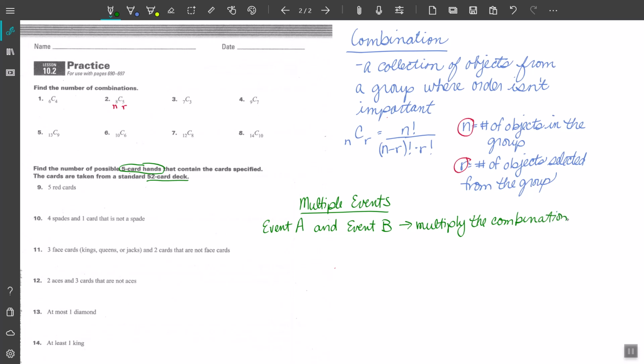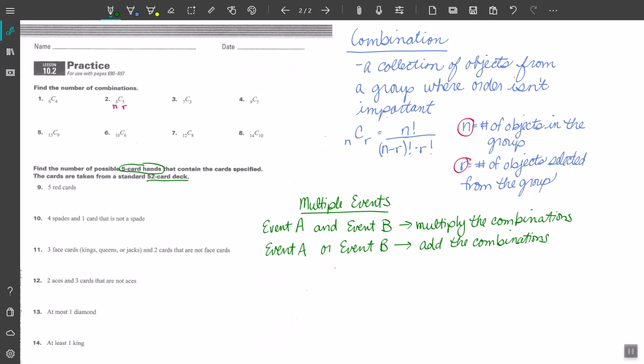If you have an event where it's either or, so event A can happen or event B can happen, either one, then you add the combinations. And I'll point one of those out when we get to one. So in number 9, though, we definitely have multiple events happening, and we have an and. They both need to happen.